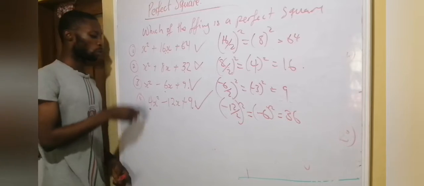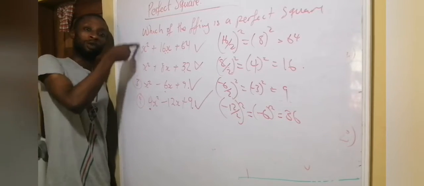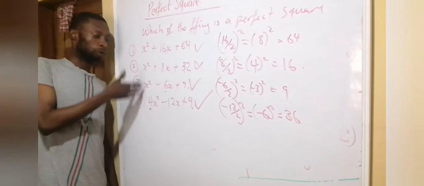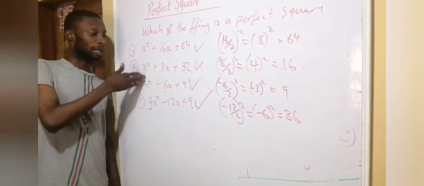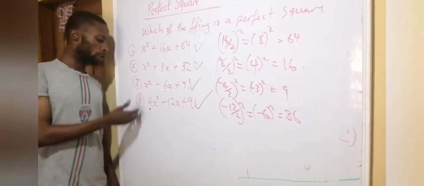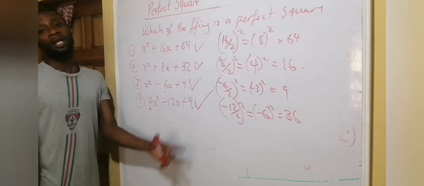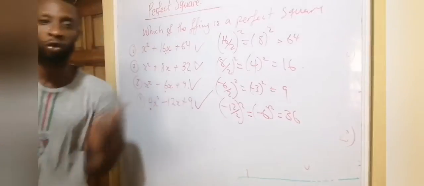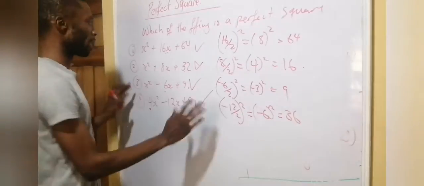You know, here in this one, there is no coefficient, there's no number. It's just 1. So 1 times whatever is that thing. So it is 4. You have to multiply by 9. So this also is a perfect square. So it's just as easy as that.